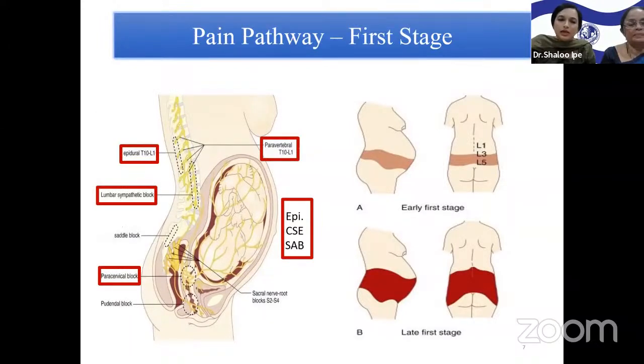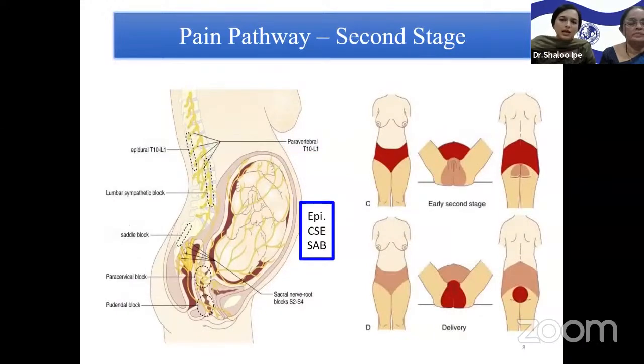In the first stage of labor, pain is due to the stretch of the lower uterine segment and cervical dilatation. It is visceral pain, which is poorly localized and diffuse. It is conducted by A delta and C fibers and accompanying sympathetic nerves that enter the spinal cord at T10 to L1 segments. The initial pain is dull, becoming severe in the late first stage.